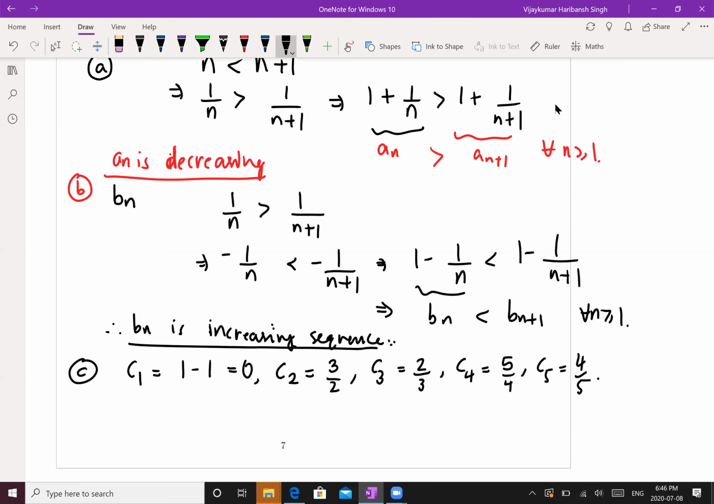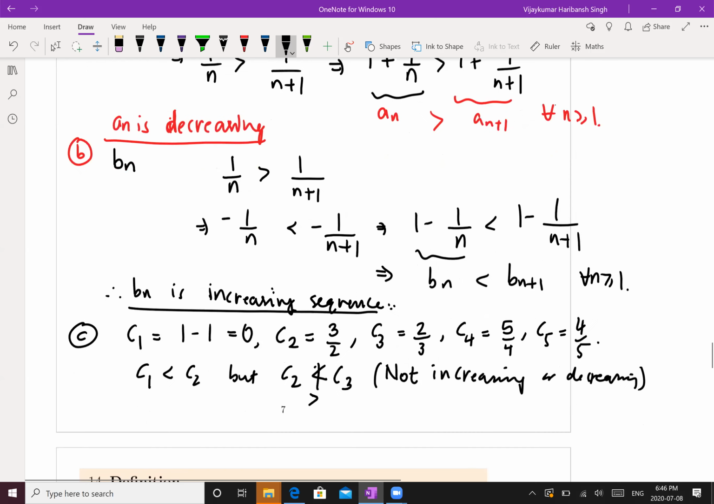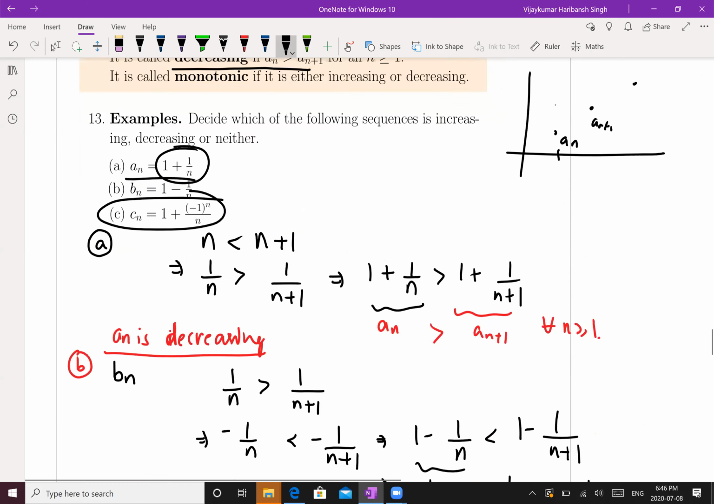So clearly you can see that C1 is less than C2, but C2 is not less than C3. So this means it is not increasing or decreasing. Why? Because there are some terms where the next one is bigger than it, but there are some terms where the next one is smaller than this, right? Therefore, C is neither increasing nor decreasing.